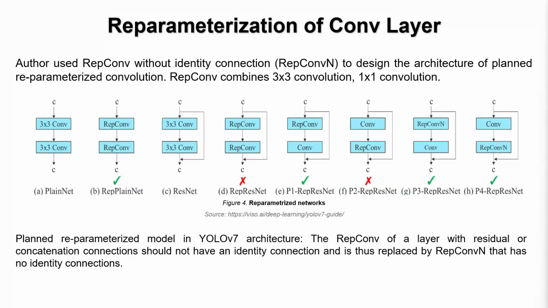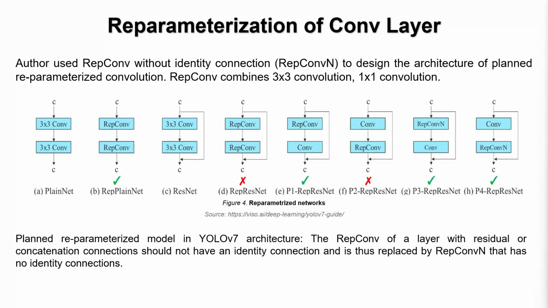Then the reparameterization of conv layers. The author studied gradient flow propagation paths to analyze how reparameterized conv layers should be combined with different networks. So there is a list of networks which the author worked on. RepConv without the identity connection is what was finally used in the architecture.